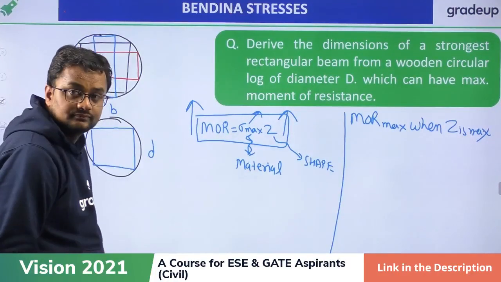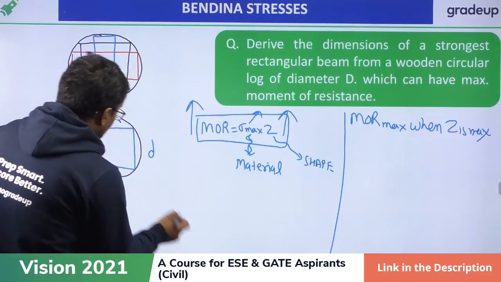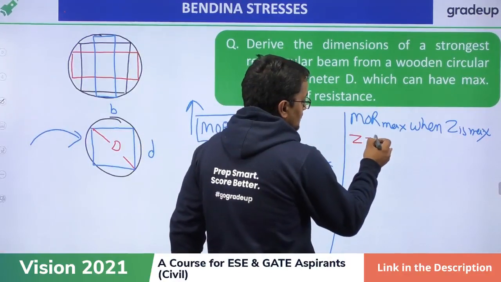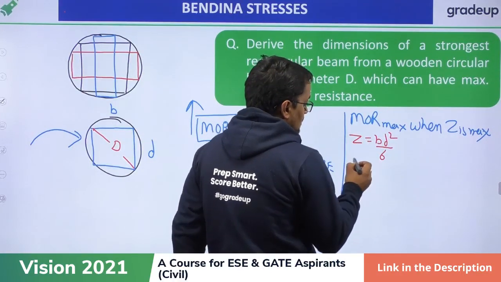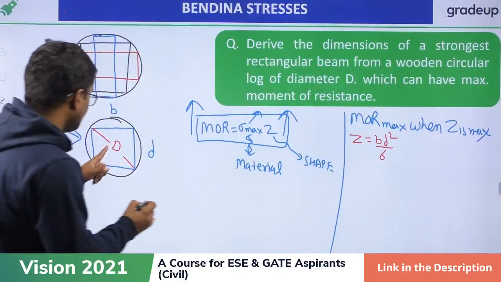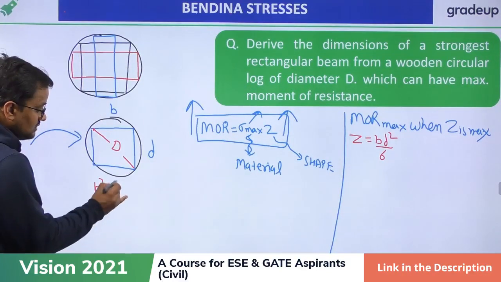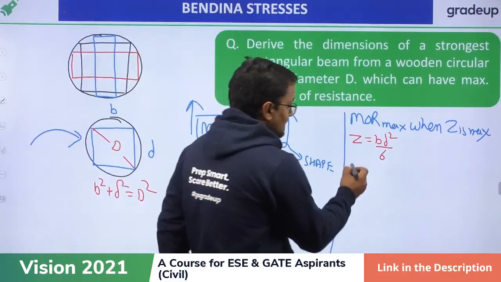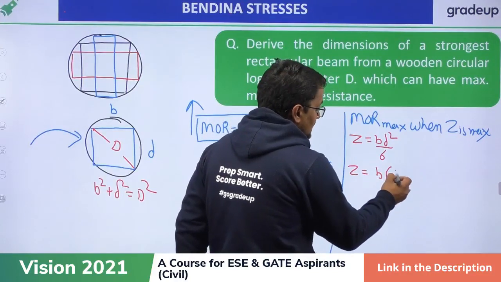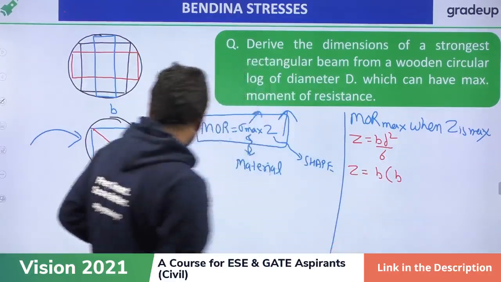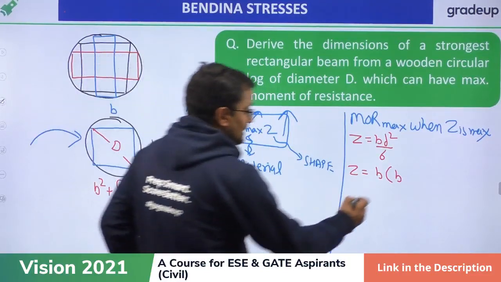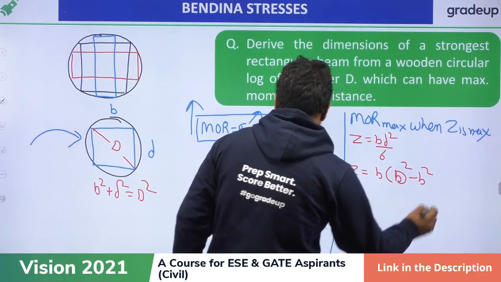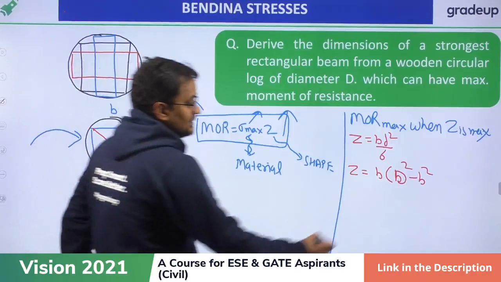Okay, let me solve this. The diameter is D. So Z is how much? Z is bd square by 6. From here I can say that b square plus d square is equal to capital D square, by Pythagoras theorem. So here I can write Z is equal to b, and d square I can write as D square minus b square. So Z is equal to b times (D square minus b square) by 6.